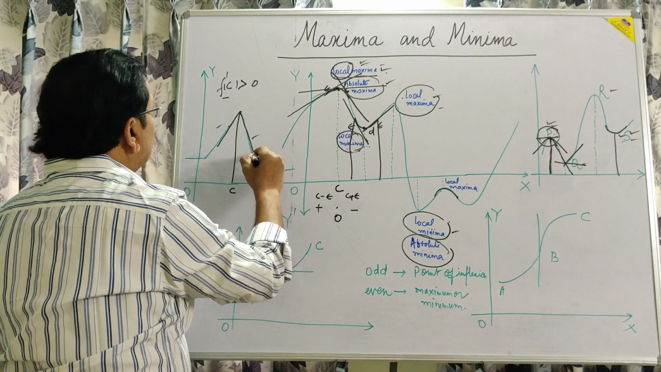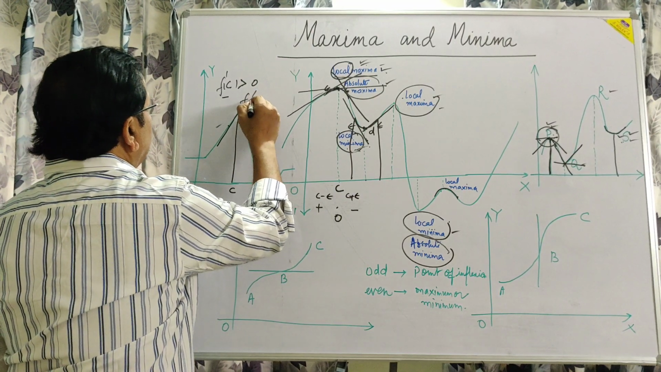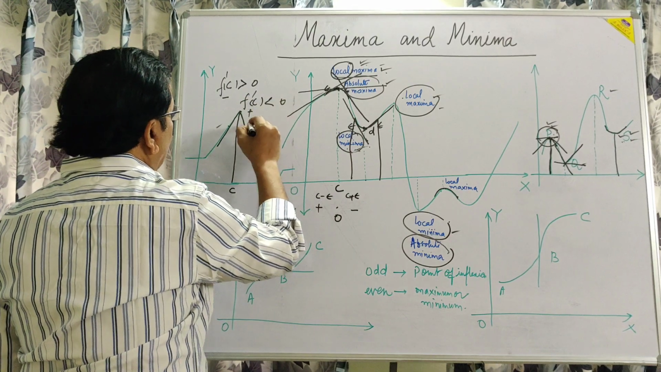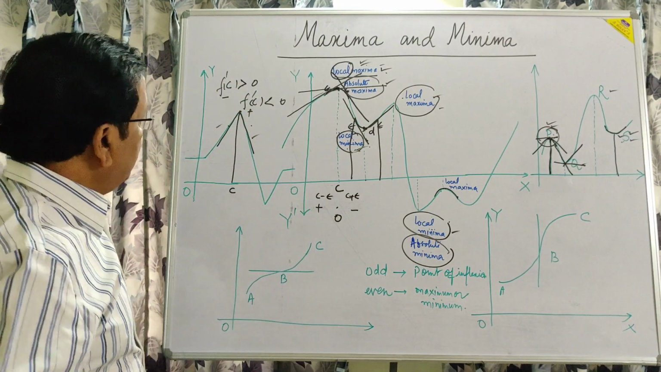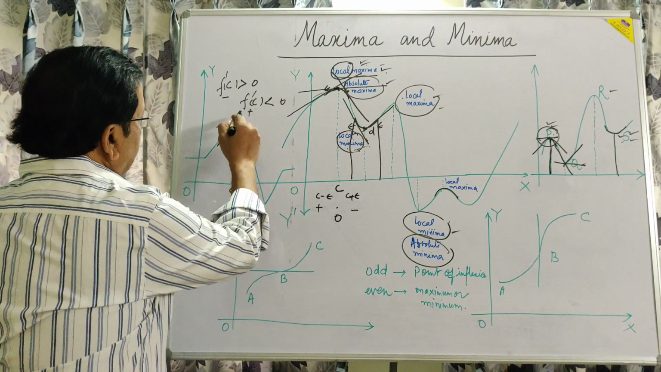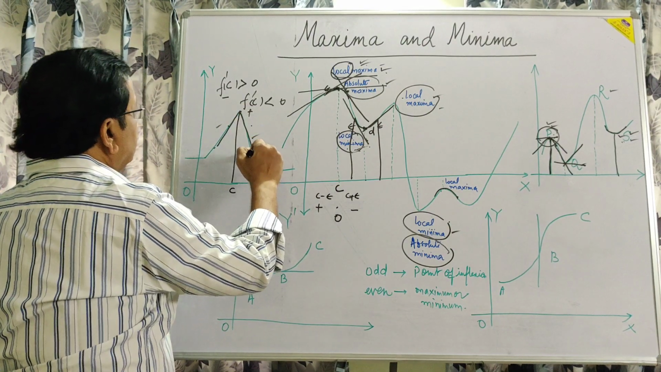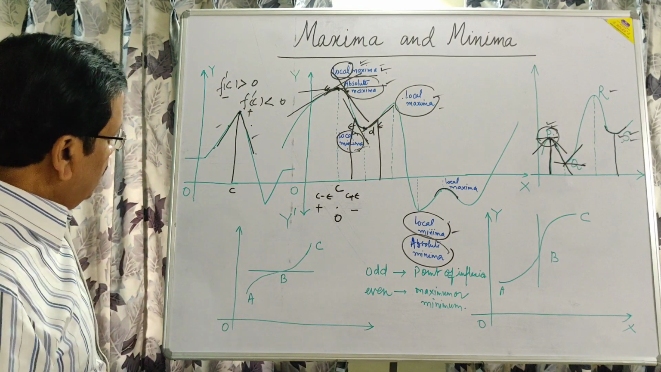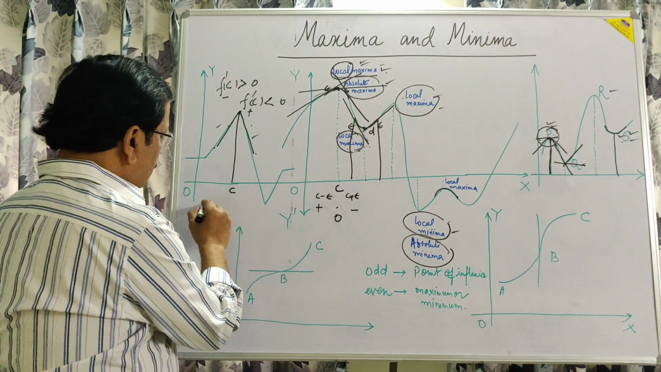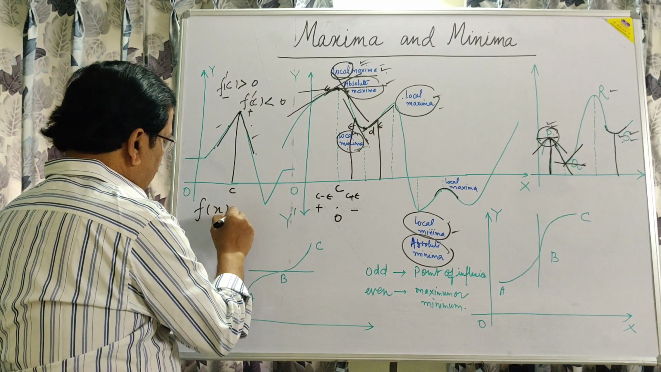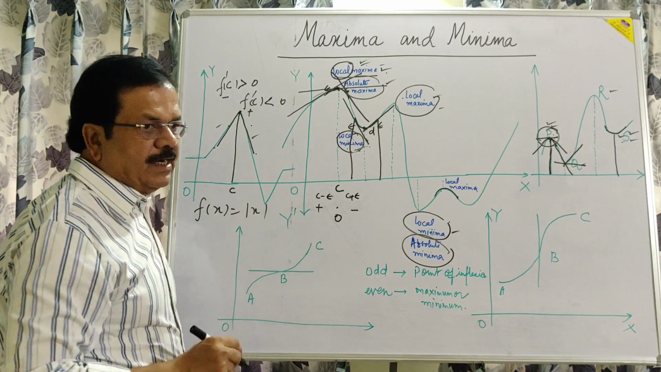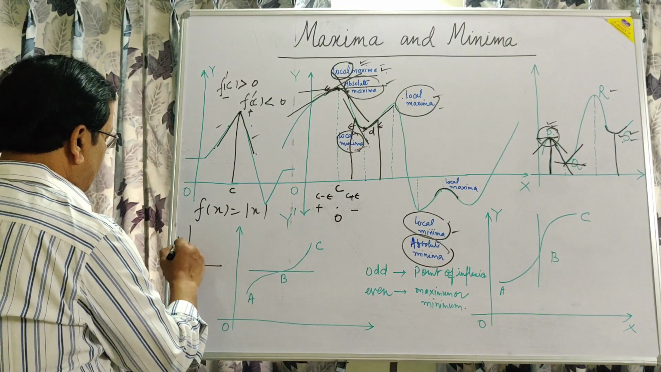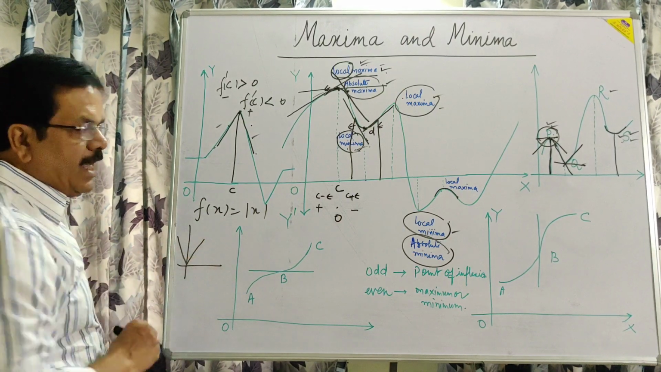In this way, here also f dash c, the right-hand limit is less than 0, so this is decreasing, and that is why this is increasing and this is decreasing. We can say this is again a local maxima. And the example of this is mod of x, where we are taking the positive value, and once we draw the figure, it will be like this.